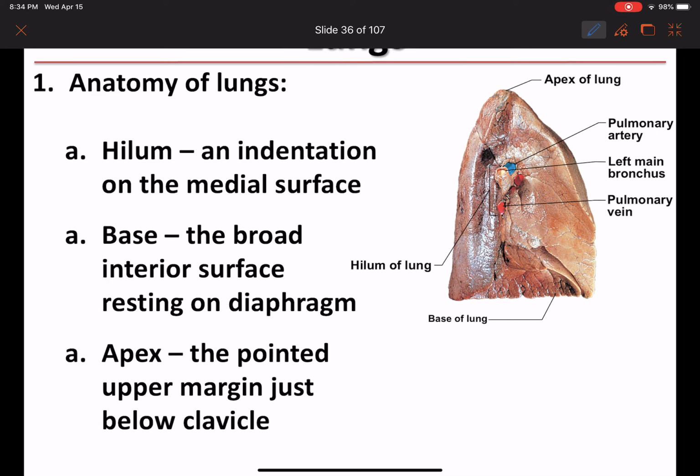The base of the lung is the broad inferior surface. By the way, this is a typo right here. This is supposed to be an F instead of an N. The broad inferior surface of the lung is known as the base, and that rests upon the diaphragm. The apex is the conical superior portion of each lung.